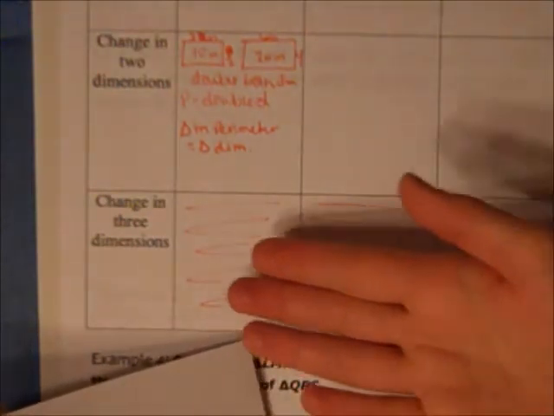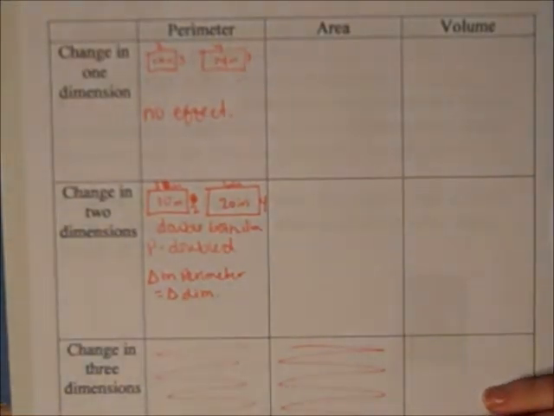Okay, let's move on to area. Obviously, we can't change the dimensions in perimeter or area because it doesn't have one. So that's why I blocked out that one. We only need the change in dimensions for area.